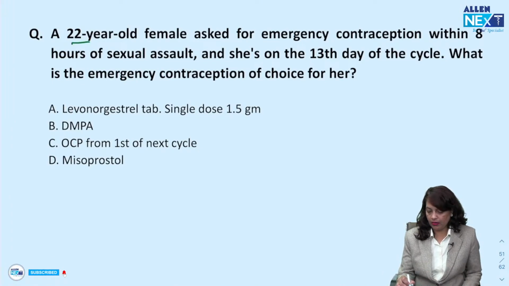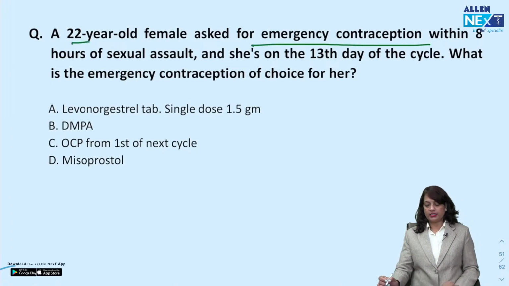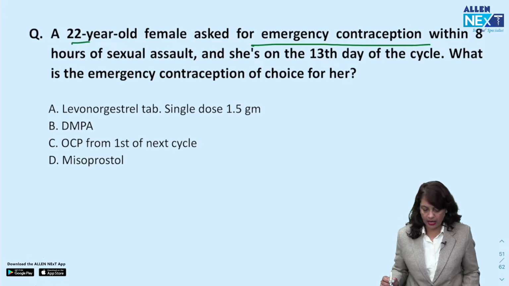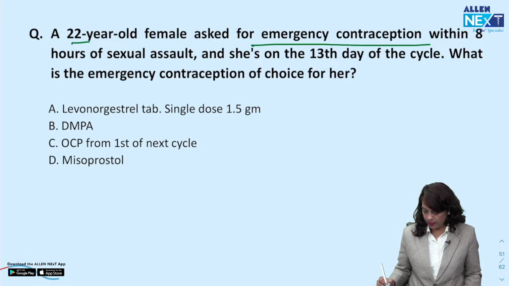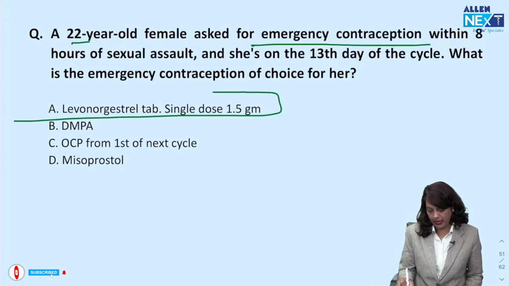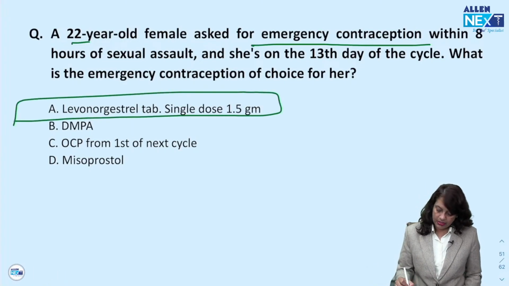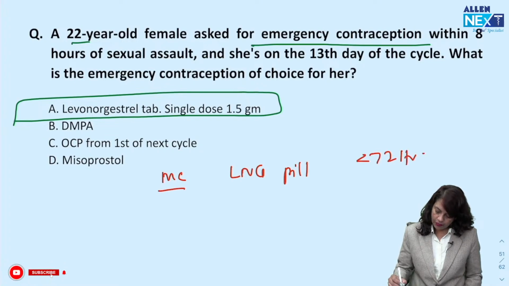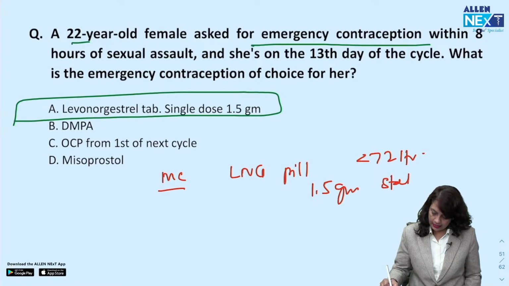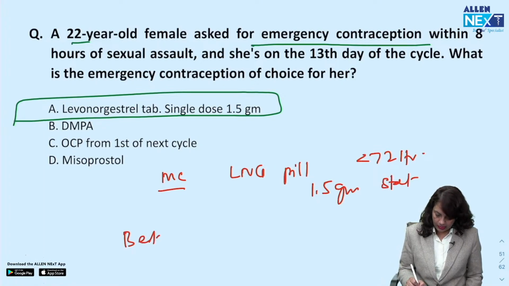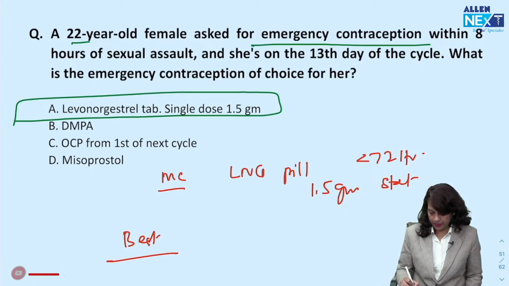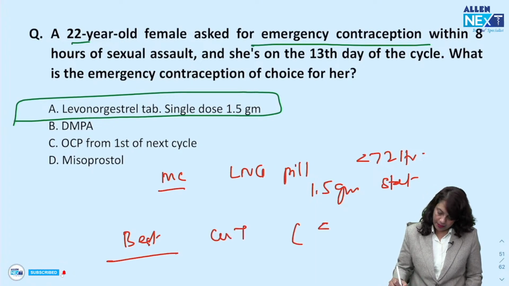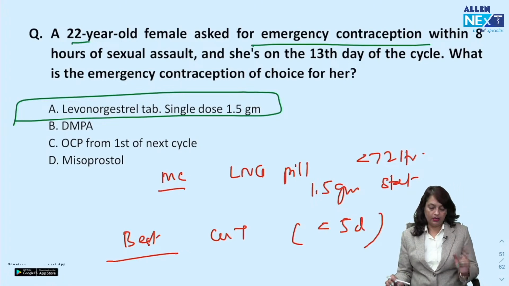A 22-year-old female comes to the emergency. She is asking for emergency contraception within 8 hours of assault. So what emergency contraception do you give? I have already been telling you in my classes. The emergency contraception most commonly given is the LNG pill within 72 hours of unprotected coitus, 1.5 gram stat single dose. But the best emergency contraception is Copper T, which can be applied within 5 days of unprotected coitus.